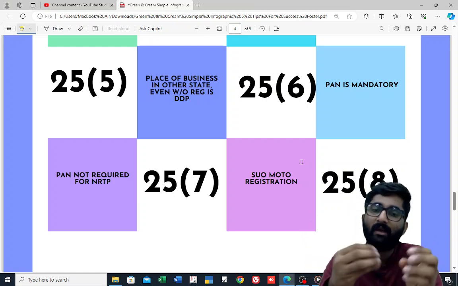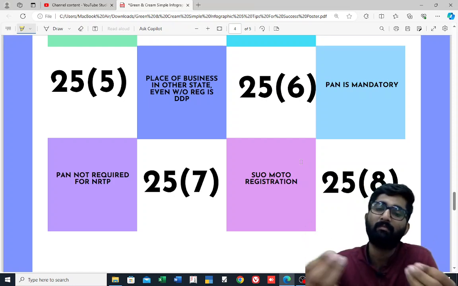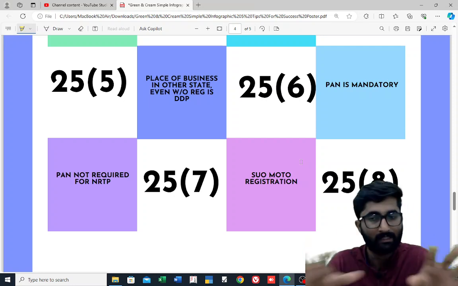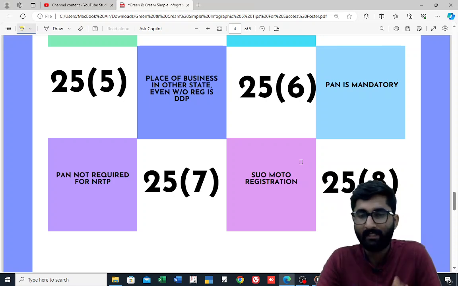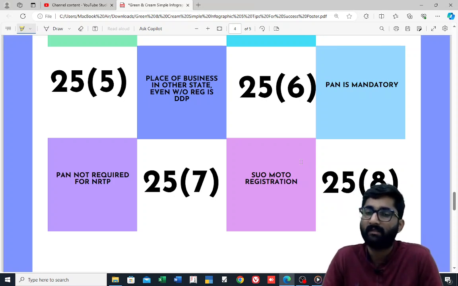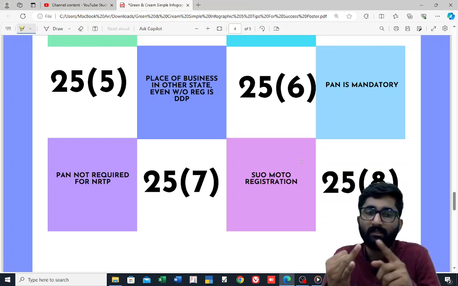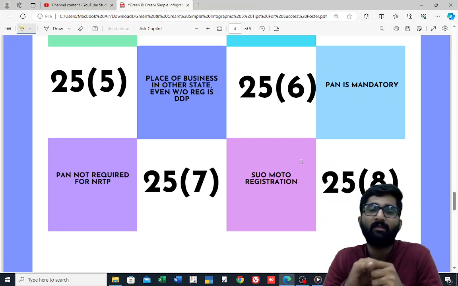For that purpose, any other documents which can be submitted by that person will be considered as sufficient document to take the registration in India. That is given in section number 25 subsection 7. Section number 25 subsection 6A, 6B, 6C, 6D is talking about Aadhaar authentication.